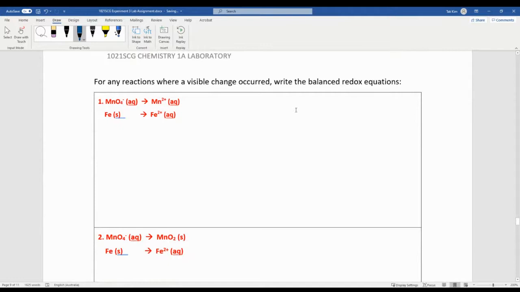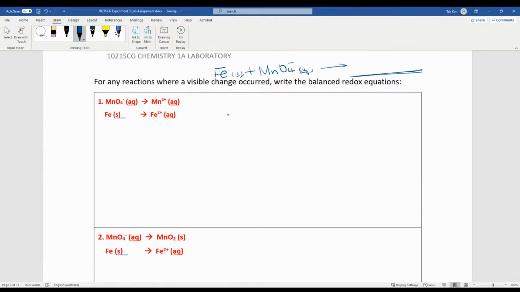So to start with, when it comes to number 1, it is Fe, which is solid, plus permanganate, H+, making it into something else. So to balance redox equations, you can start from whatever you have over here, like the previous experiment. But if you do it, you will likely make a lot of mistakes. It applies not only to you guys, but also to me.